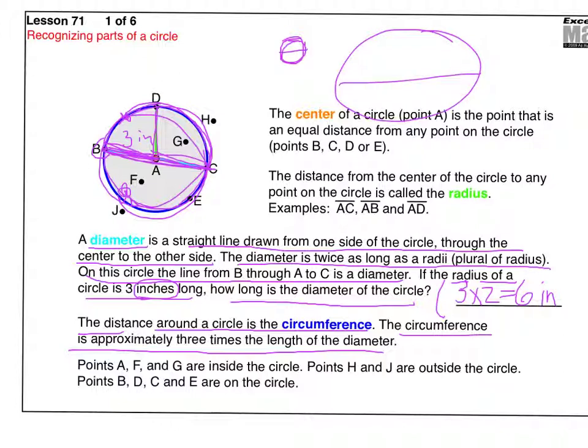It's still going to work. It's always going to be about 3 times the length of that diameter is the circumference. The points A, F, and G are inside the circle. That's pretty easy. A's inside the circle, F's inside, G's inside the circle. Points H and J are outside the circle. You might be asked questions about that.